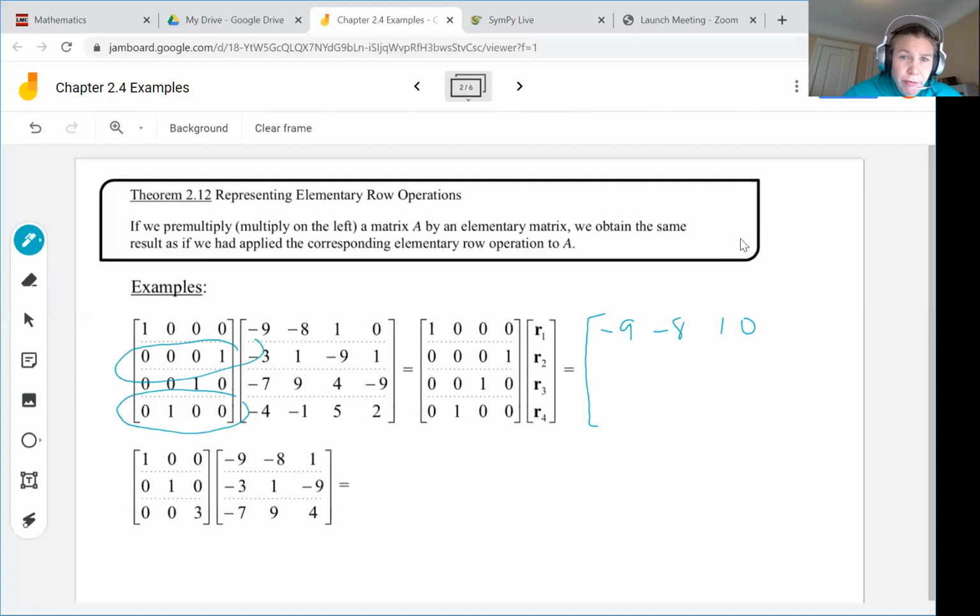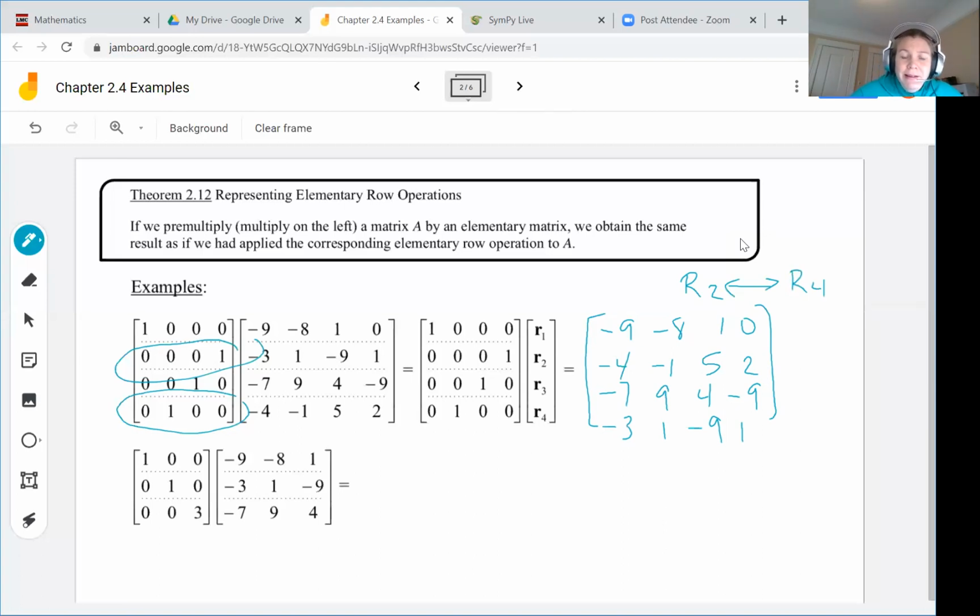Row 2 and row 4 have swapped, so row 2 is now -4, -1, 5 and 2, and row 3 is unchanged. And row 4 is -3, 1, -9, and 1. So row 2 and row 4 swapped.